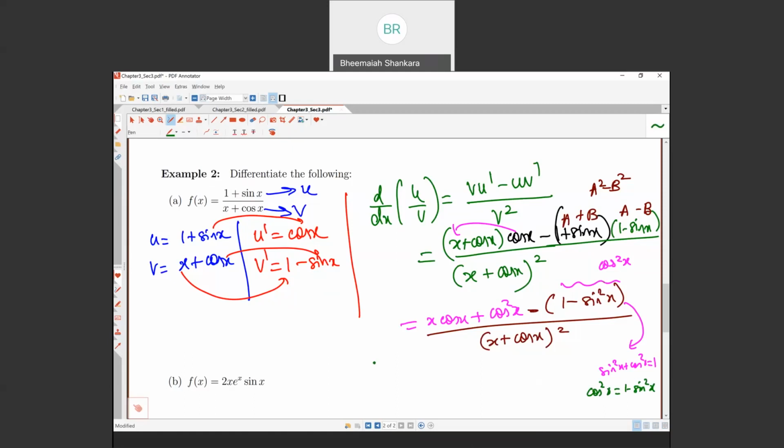So multiply this negative sign with the cosine square. So you have cosine square, negative cosine square. Let me write that. It's x cosine, positive cosine square, negative cosine square, divided by x plus cosine, and then you have a square. Now you're good to cancel these cosine squares. All you have is x cosine divided by x plus cosine the square.